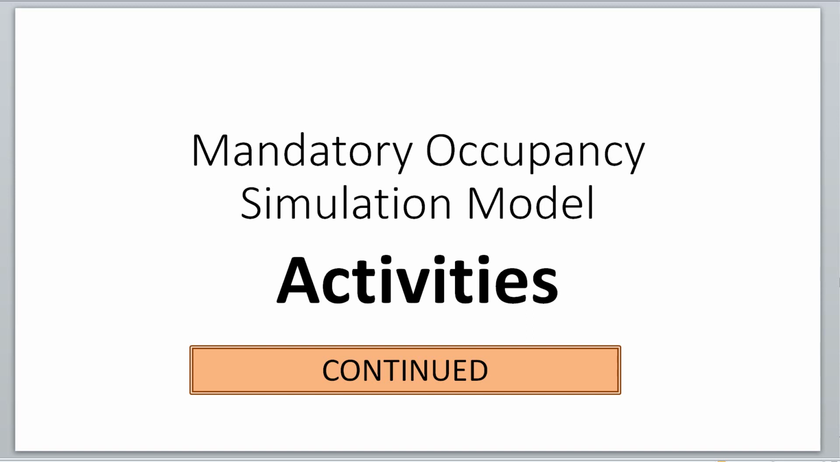Hello, this is Said in here, and you are watching the last tutorial about activities in the mandatory occupancy simulation model. In this tutorial, I will explain the basic theory behind path planning, in other words, calculation of potential fields, and I will be giving you two examples that I think will be very useful if you are planning to use OSM in your projects. Okay, so let's start with the theory.